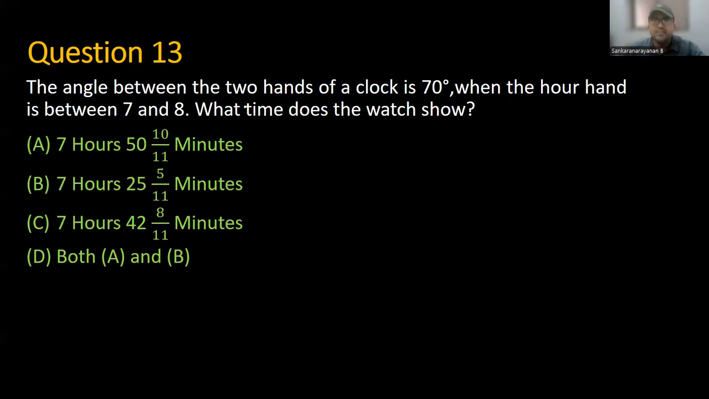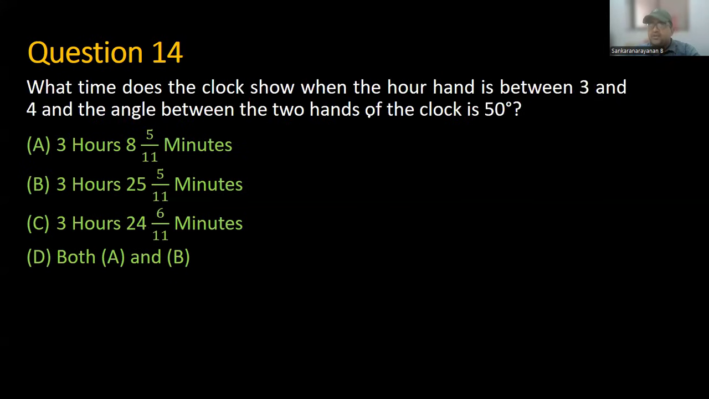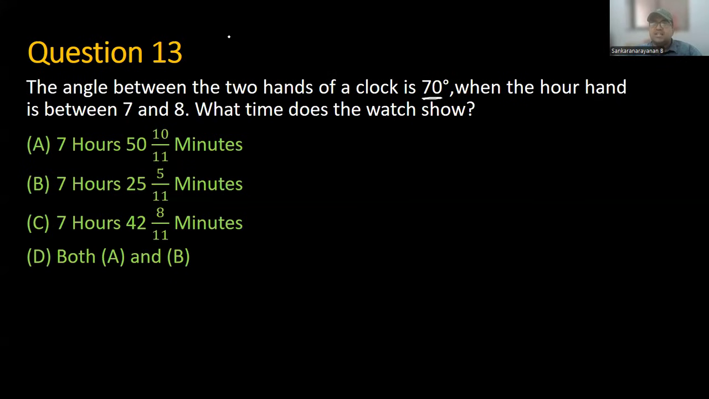It's given the angle between the two hands of a clock is 70 degrees, when the hour hand is between 7 o'clock and 8 o'clock. The question is, what time does the watch show? Before attempting this question, please be aware of the formula that we have to use, that is theta equals 11 by 2m minus 30h. There is no confusion here.